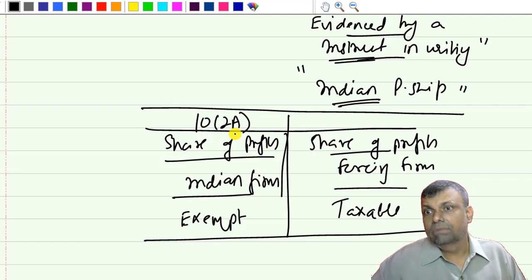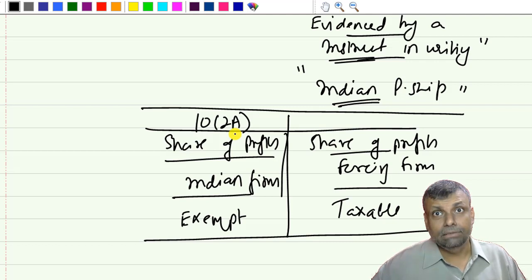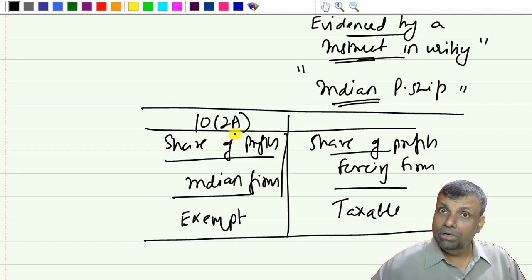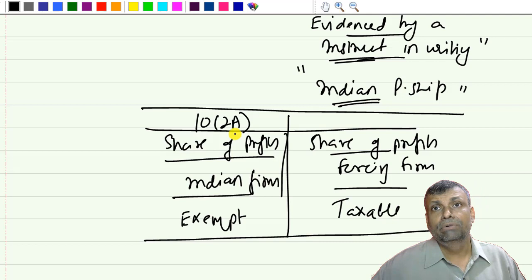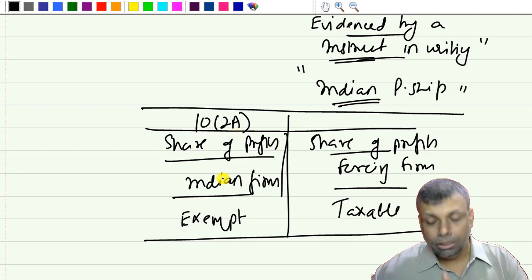Some people also say that if the firm is paying tax in India, then whatever the share of profits of that particular firm should be exempt in India. That kind of opinion some people also take. But this is the very popularly accepted view: the share of profits of an Indian firm will be exempt in India because it should be assessed as such in India, and assessed as such means it has to be evidenced by an instrument in writing. That instrument should be an Indian instrument because we are talking about Indian law. That is the interpretation.